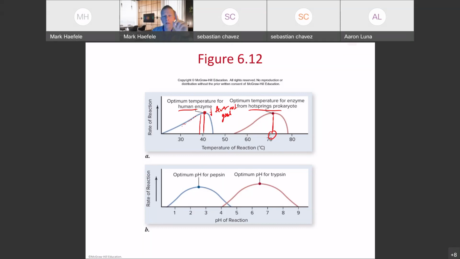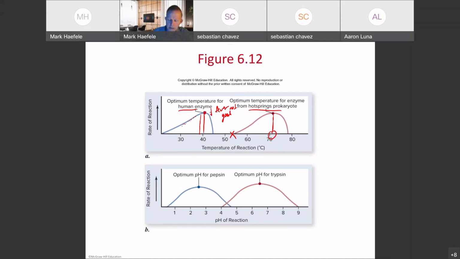Don't know. Here's the thing. The answer is, according to this, no. Why? Because look, the proteins are basically at zero function long before they get down to our core body temperature. So this prokaryote would essentially be dead in our body and therefore unable to render us sick.